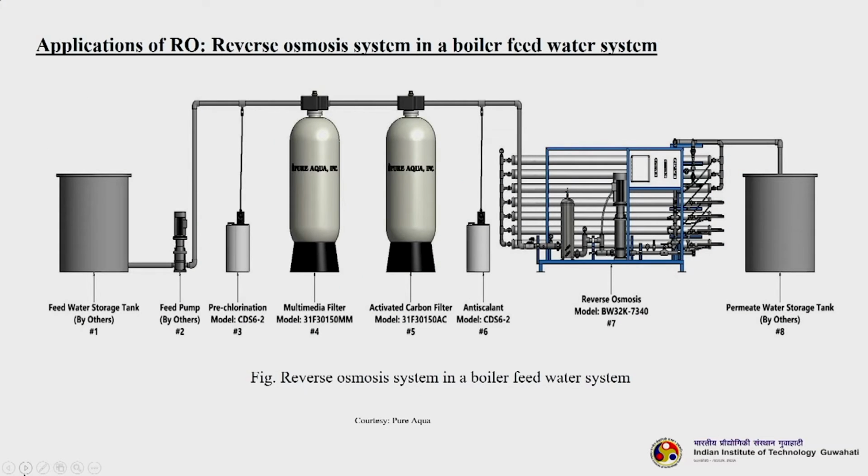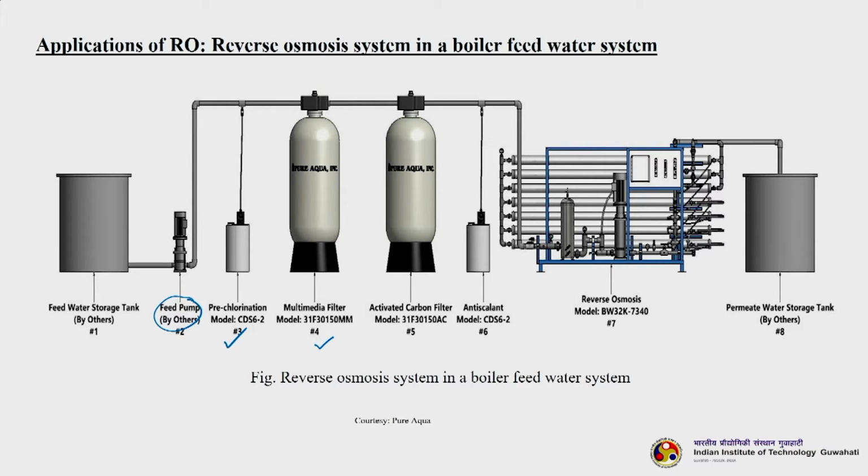So, this is another classic example of RO in a boiler feed water system. So, here the RO system is being used to produce boiler feed water, right. So, you can see this feed storage tank is there, from where the feed pump is there, okay. So, this pump is feeding water. First it goes to the dechlorination unit here, where the dechlorination is happening, then it goes to different types of media filters.